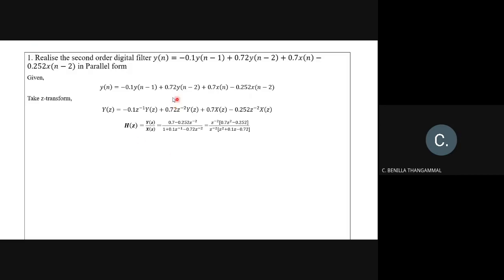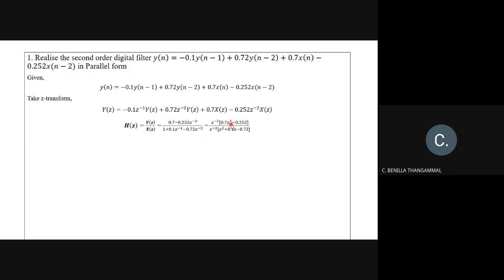So first you have to take your Y(z), find your H(z), take the Z-transform, move all your Y(z) to one side and all your X(z) to the other side, and get your H(z). Now I have to use the partial fraction method to make it into a sum of terms, right?